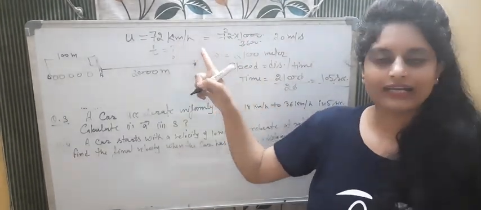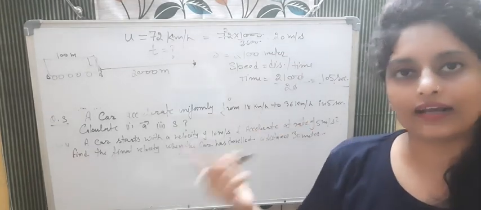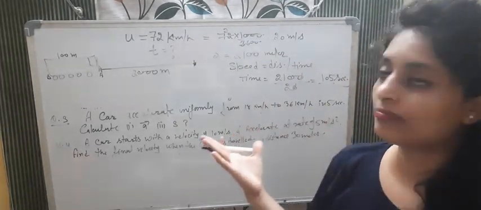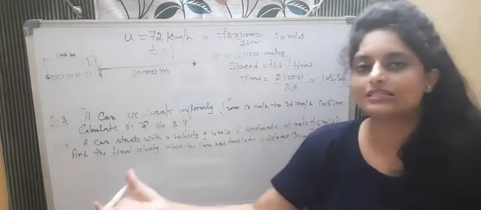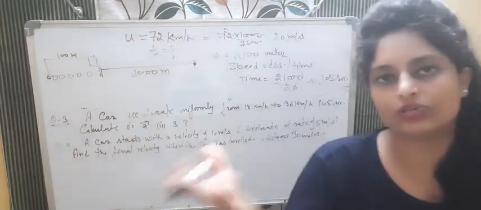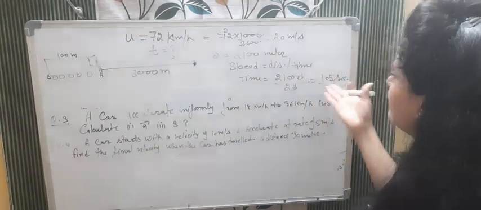Velocity आपको दिया हुआ है 72 किलोमीटर पर आवर. You will convert it. You need to calculate the time because you don't know the final velocity. So out of the 3 equations you cannot apply, so you can simply apply the formula speed is equal to distance by time, and you will get the time from there.